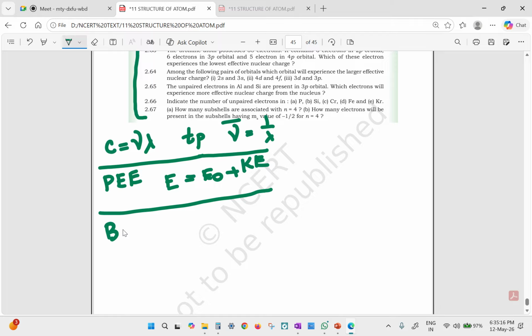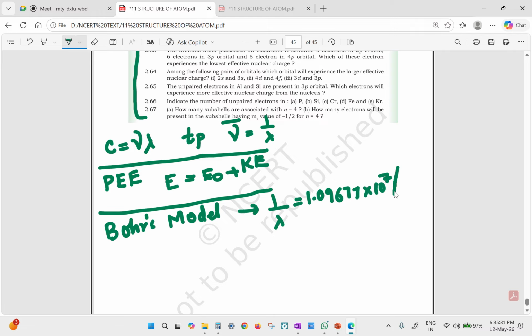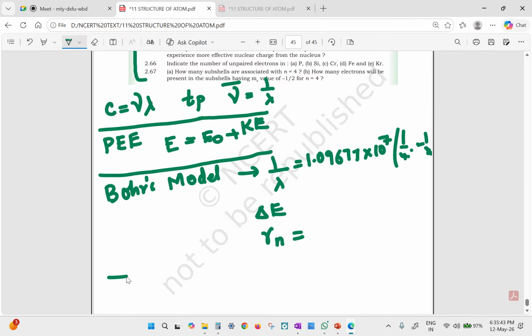Then we did Bohr's model, in which we had a number of expressions: 1 by lambda is equal to 1.09677 into 10 to the power 7, 1 by n1 square minus 1 by n2 square, and so on. Similarly, the del E expression, and the radius equation. Are you able to understand? We have done the problems related to all these concepts.